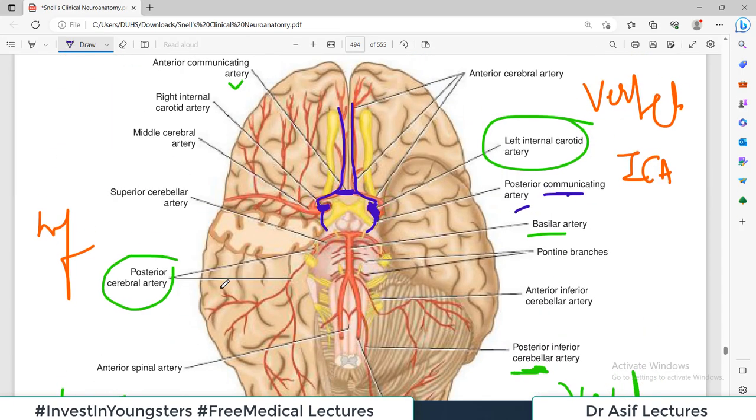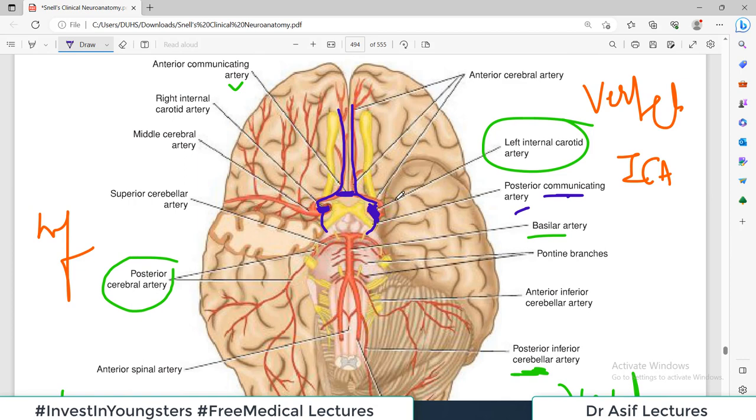ठीक है जनाब, कितनी arteries अब तक हो गई internal carotid system में जो मैंने discuss की, एक तो खुद internal carotid. So the first one is the internal carotid artery. Then the anterior cerebral, the second one. Then there is anterior communicating, this is the third branch, and then there is posterior communicating, this is the fourth. So ab tak humne char arteries dekh li jo anterior communicating, anterior cerebral, left internal carotid, right internal carotid, posterior communicating, these are all from the internal carotid system, four arteries.